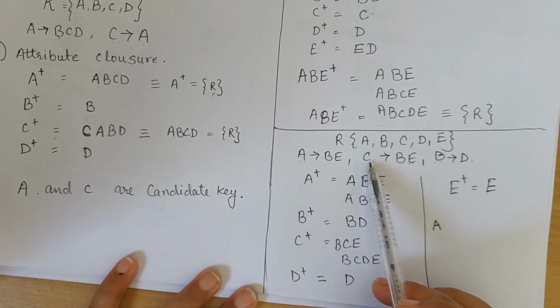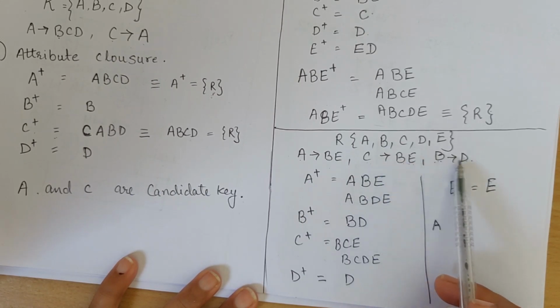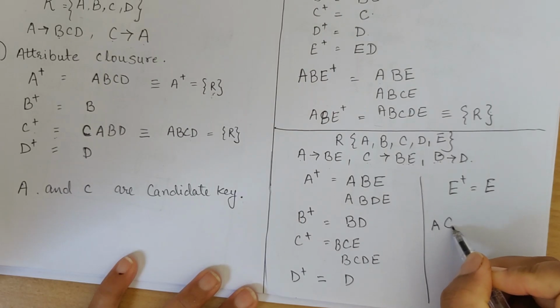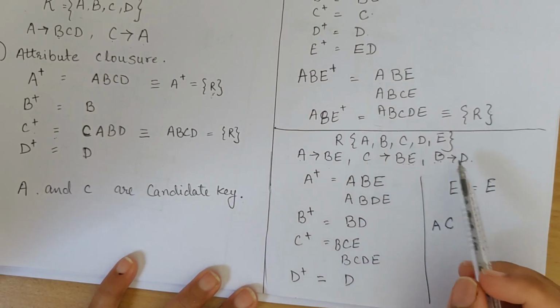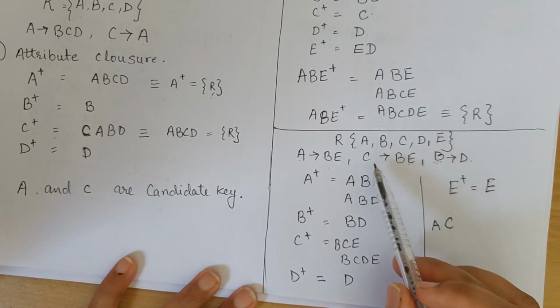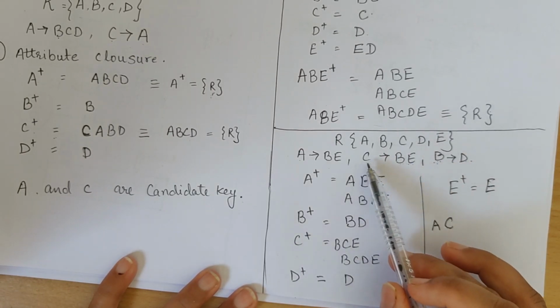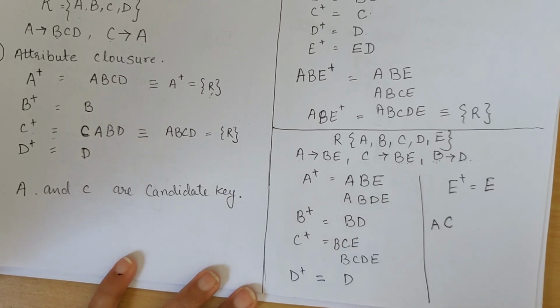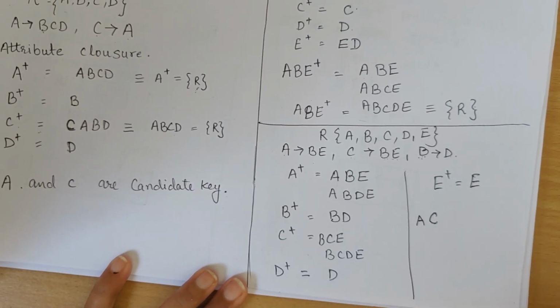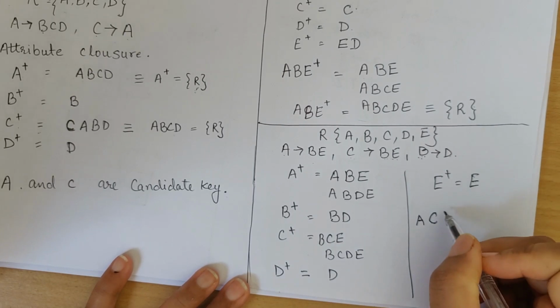If you can see here, C is also determining others, but no one is determining C. So I am putting C also here. Now here you can check, B is determining D, but B is determined by C. So I will not take B, I will only take AC. D is not determining anything, E is not determining anything, so D and E I will not take, only A and C.